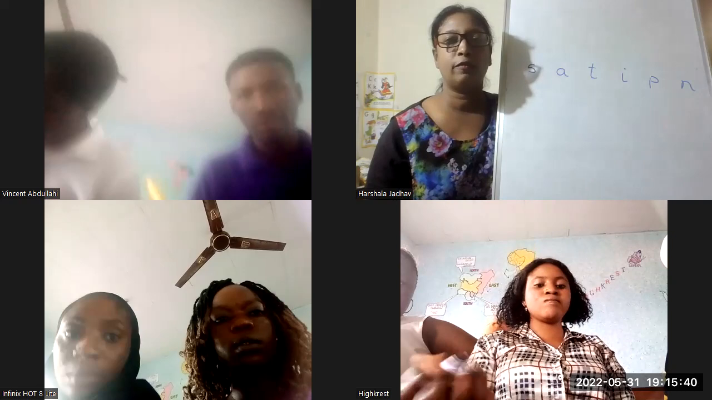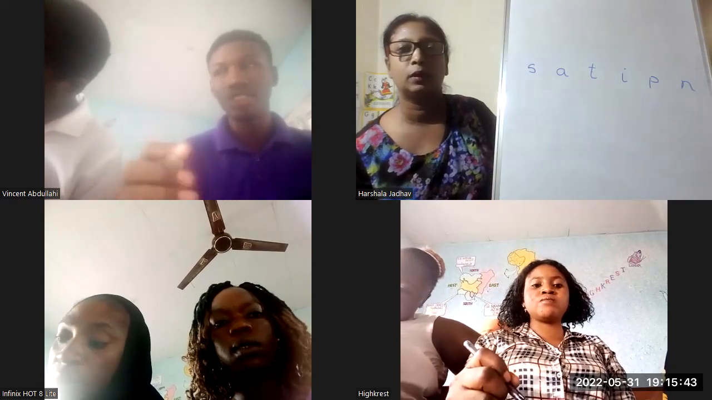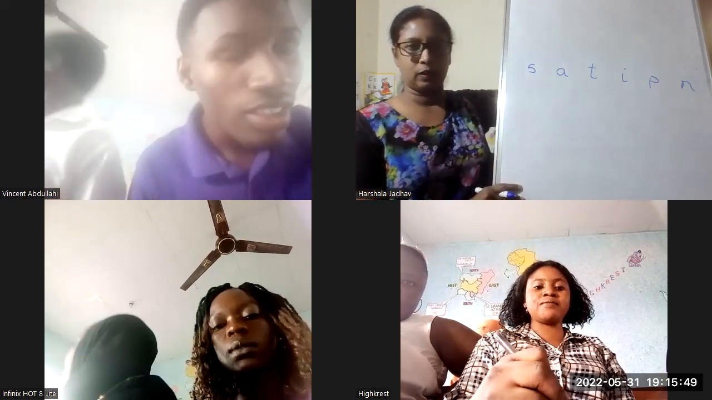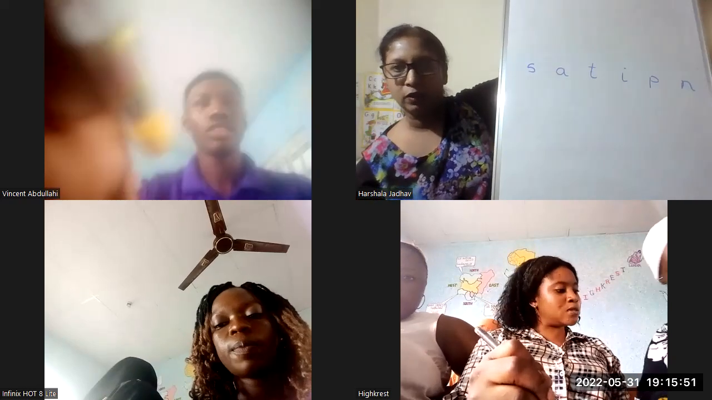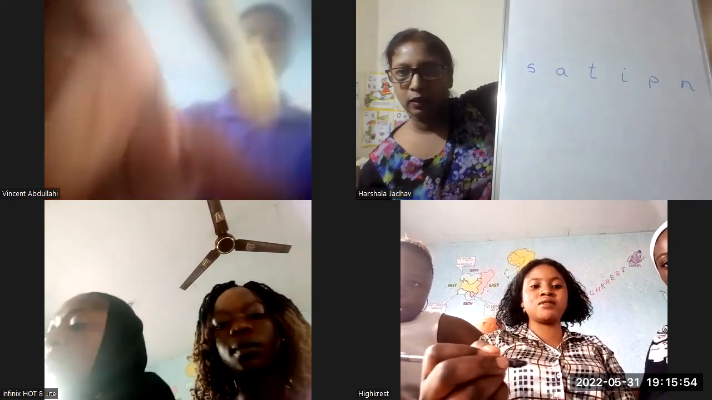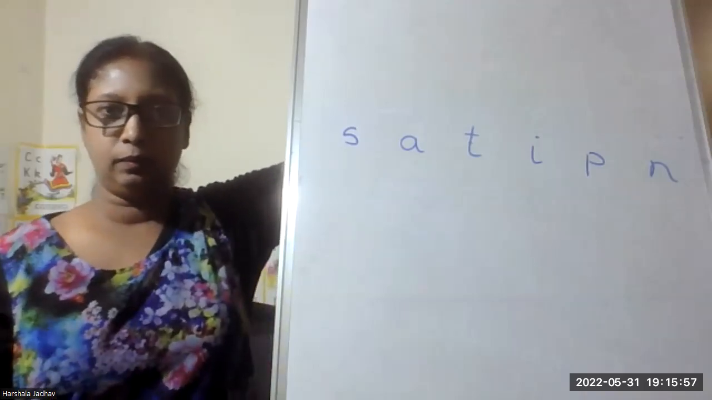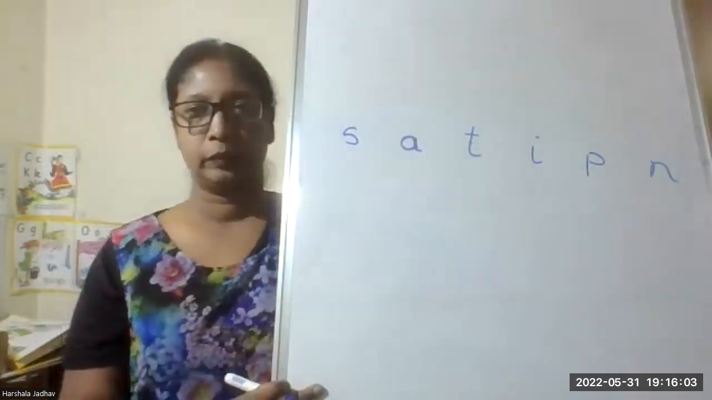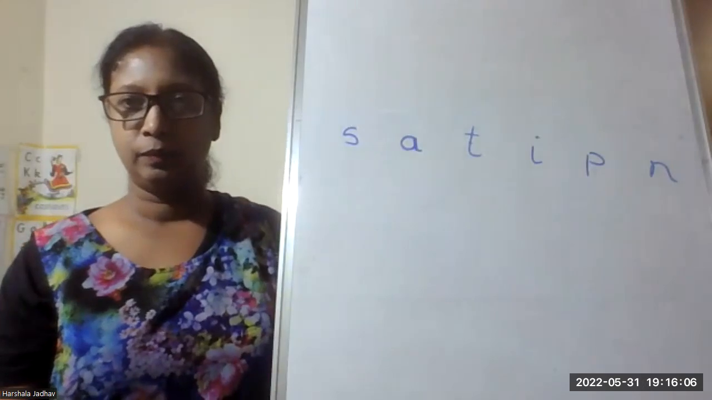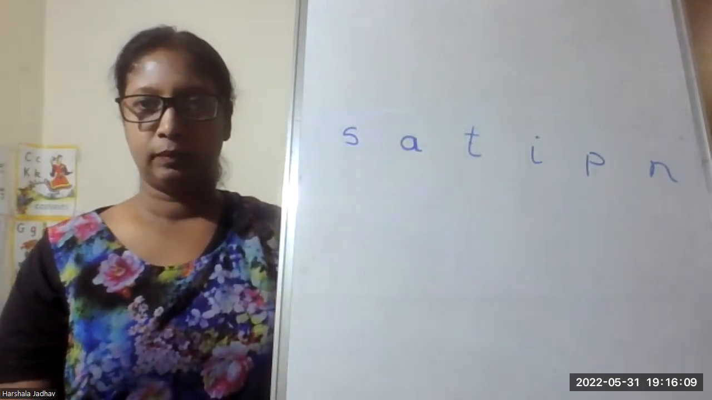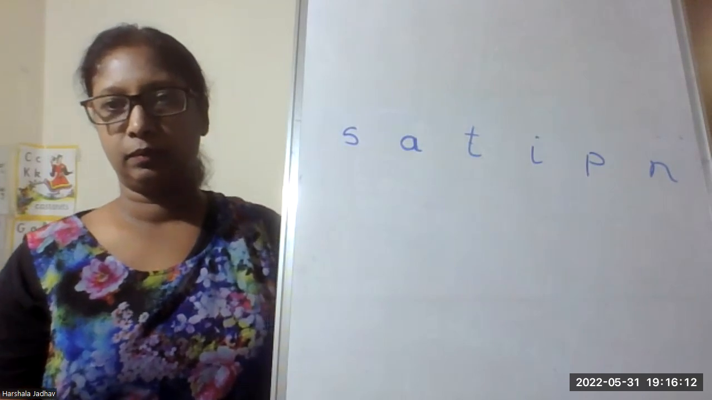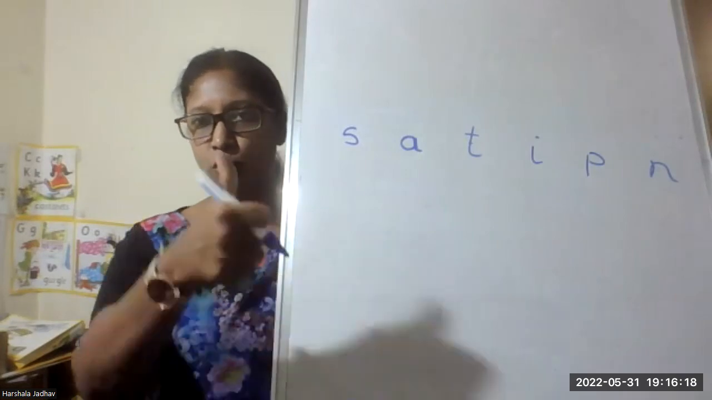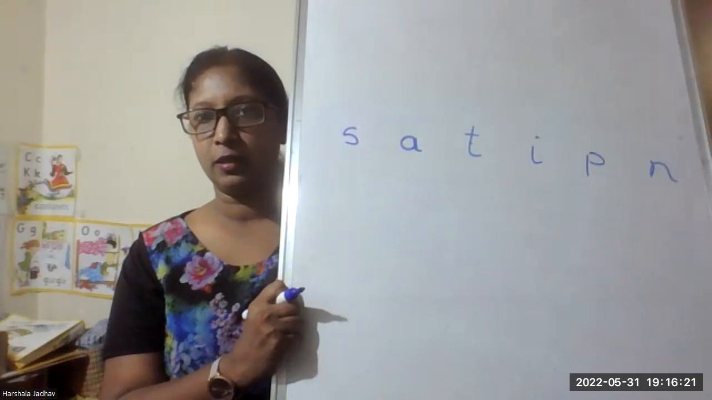Yes, 1, 2, 3, 4, 5, 6 words. Good job. Now try to write as many words as you can. Can you see? Should I spotlight myself? Done. Once you are done, just show me thumbs up so that I'll come to know you have done it.